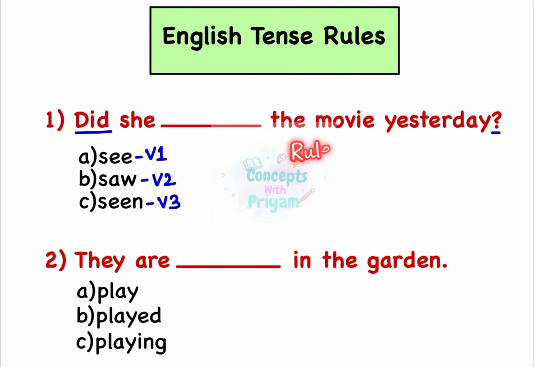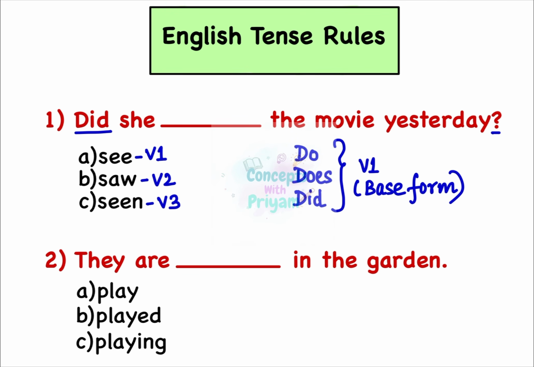And the rule says whenever a question starts with do, does, or did, we use the verb 1, the base form of the verb. So the correct option is C. Did she see the movie yesterday?